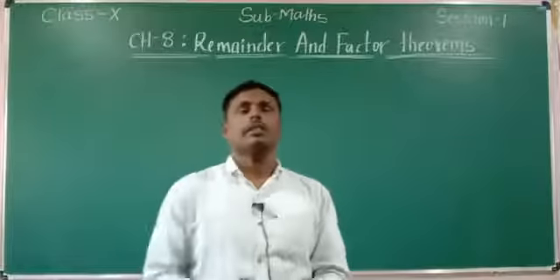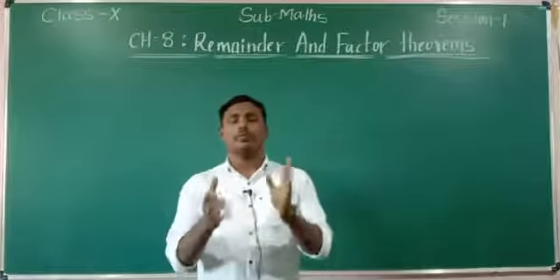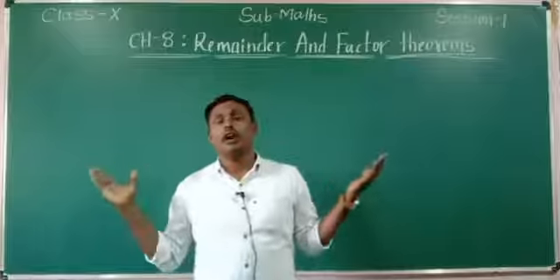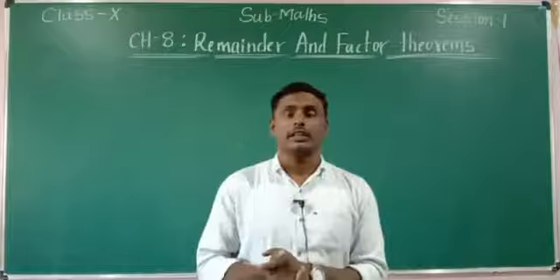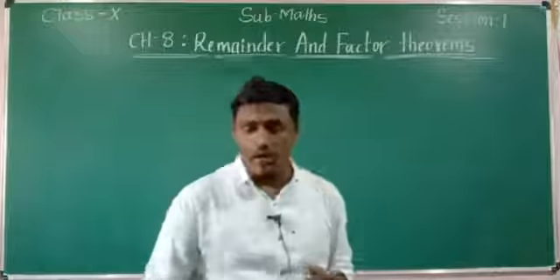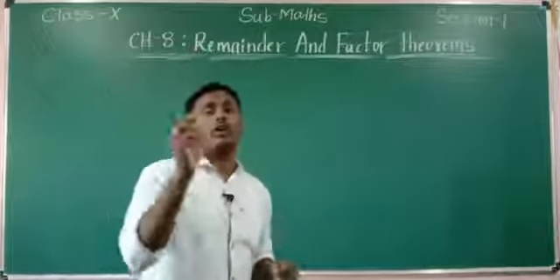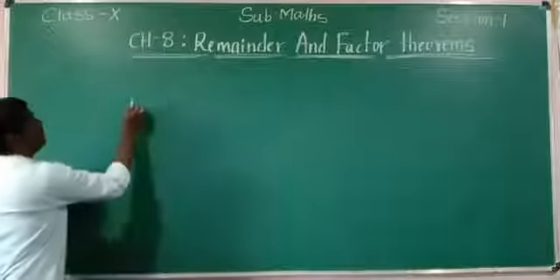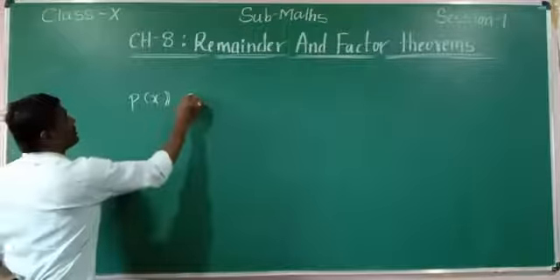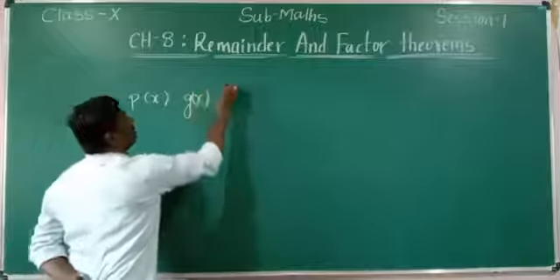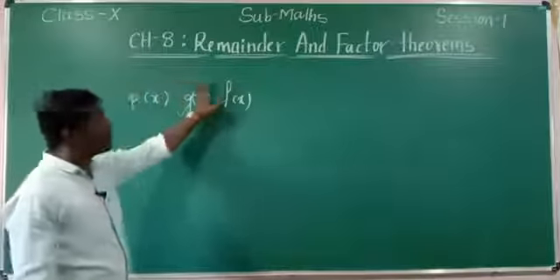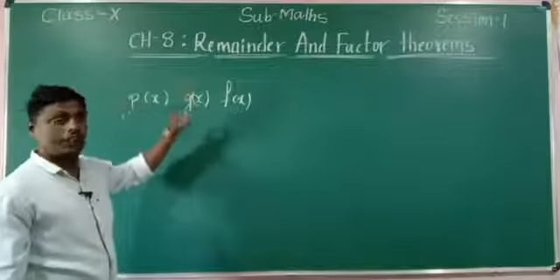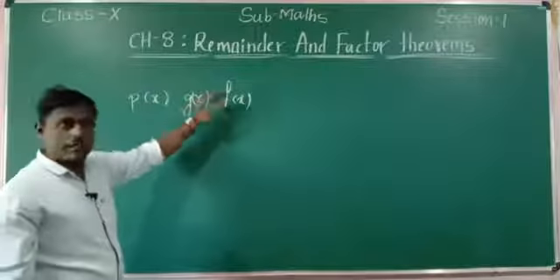In the previous classes you already learned about polynomials. Generally, algebraic expressions are called polynomials, and a polynomial is represented by p of x or g of x or f of x. Here p of x, g of x or f of x are functions. f of x is a function.